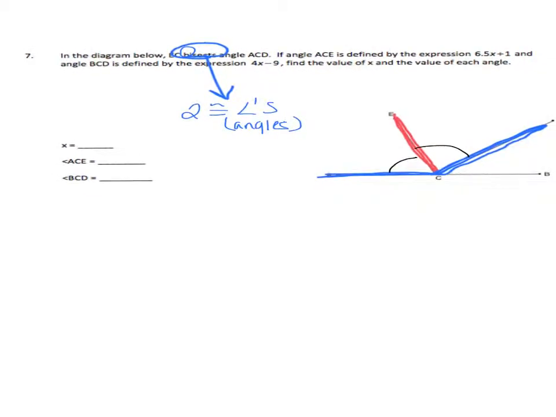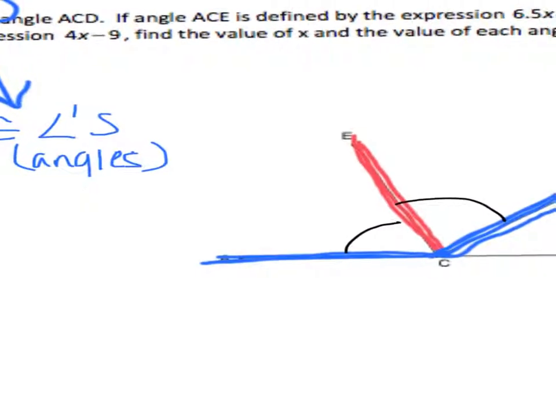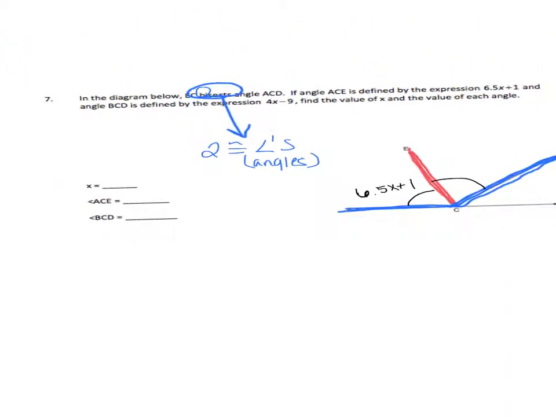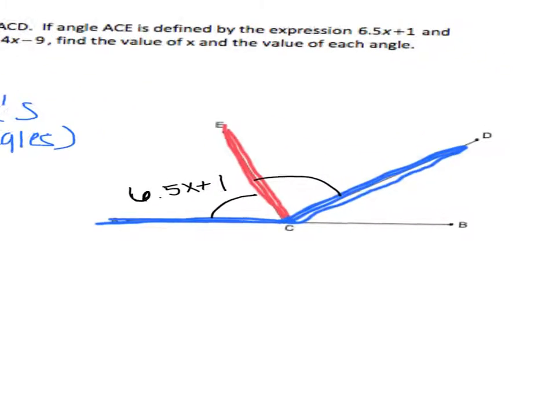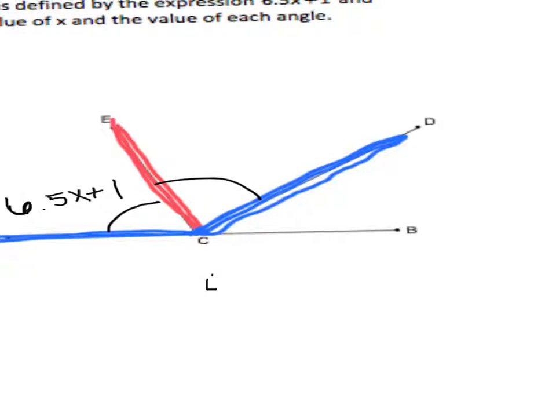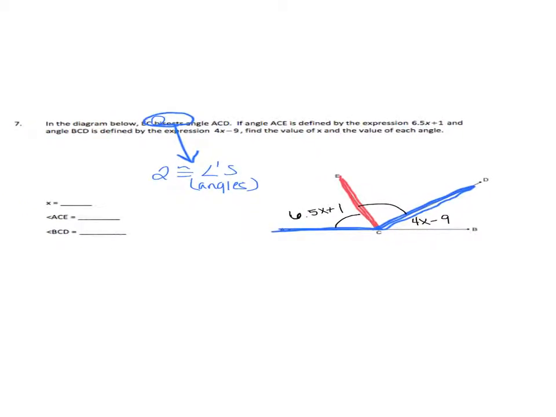Now it says if the angle ACE is defined as the expression 6.5x plus 1. So I just read something and I'm going to mark it in my picture. ACE is 6.5x plus 1. All right, I'm going to go back and read. And BCD is defined as 4x minus 9. Find the value of x and determine the value of each angle.